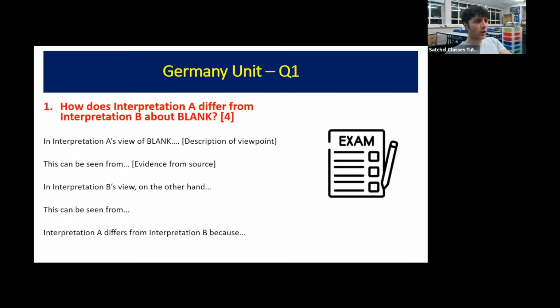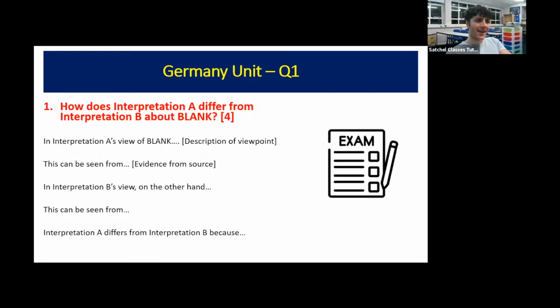Okay, so question 1, as we've said, is how does interpretation A differ from interpretation B about blank? Now, I would suggest you use this set of sentence starters, or ones that are very similar and mean the same thing, every single time that you do this question style. It's a way of training your brain so that you will hit each of these 4 marks in turn. Each sentence really is designed to hit one of the individual 4 marks. So let's have a look at them.